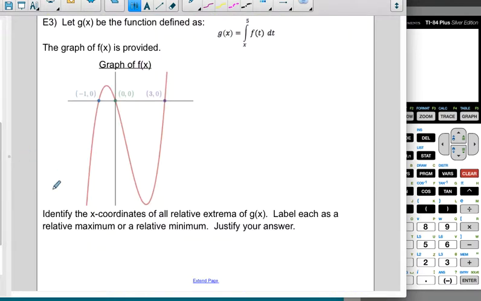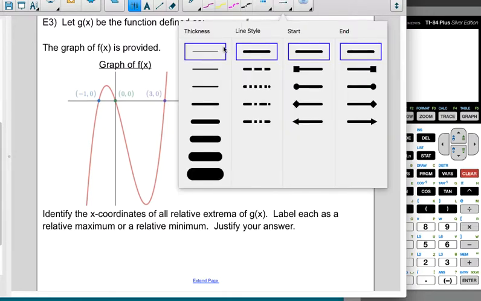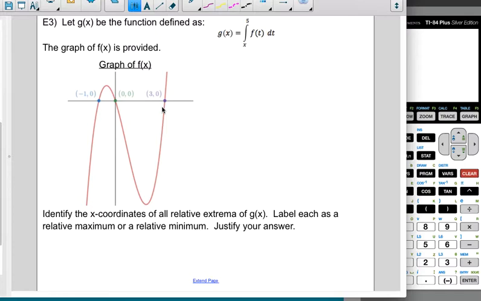All right, let g of x be defined as the integral from x to 5 of f of t dt, and here's our graph of f of x. Sorry, ignore my random stray mark. Identify the x coordinates of all relative extrema of g of x, label each as a relative max or min, and justify your answer. Okay, so we don't know anything about the g of x graph except that g of x is the integral from x to 5 of f of t dt.